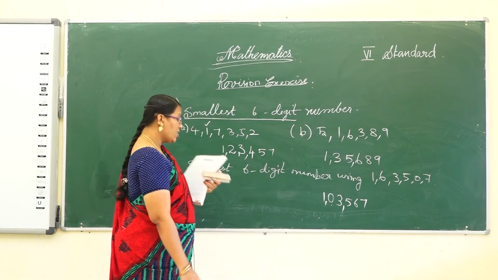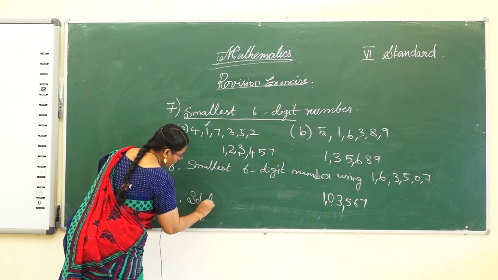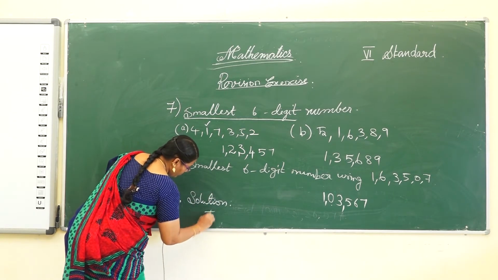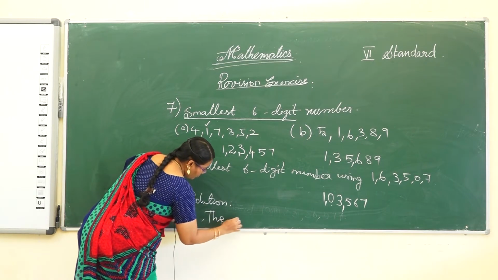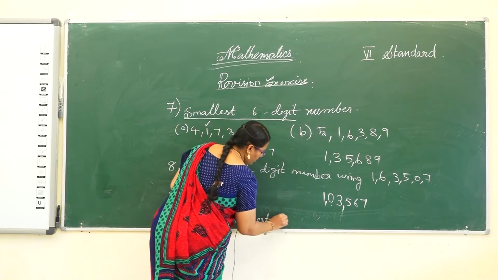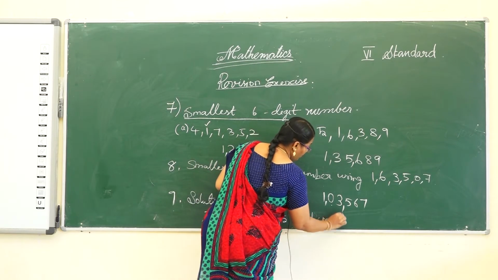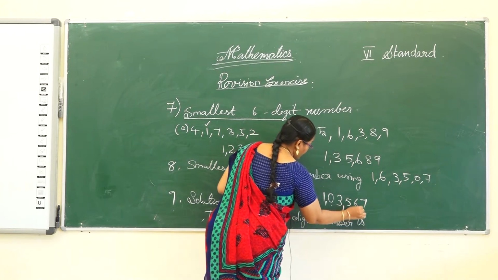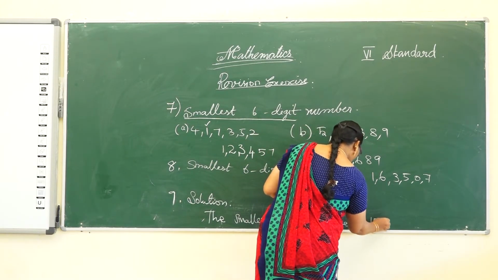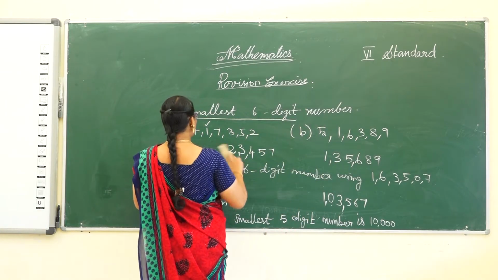And the ninth problem: find the difference between the smallest 5-digit number and the greatest 6-digit number. Already you know the smallest 5-digit number. What is the smallest 5-digit number? 10,000.